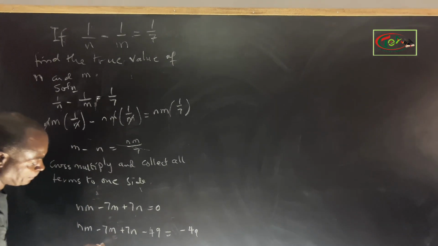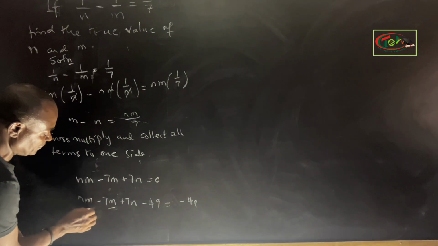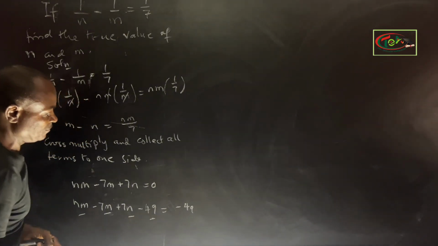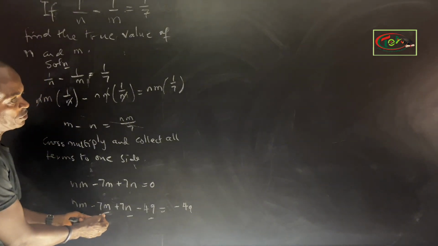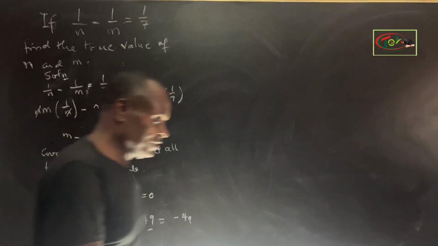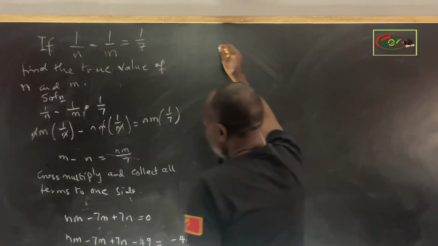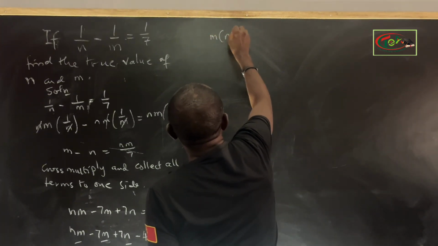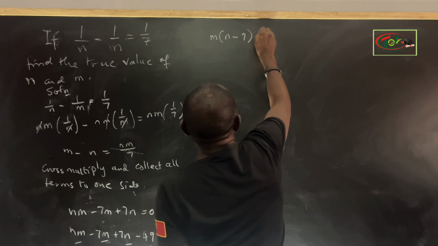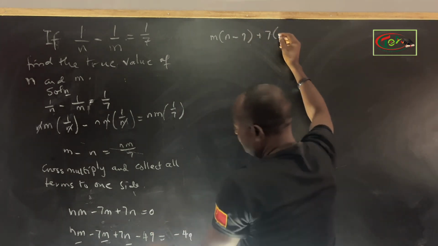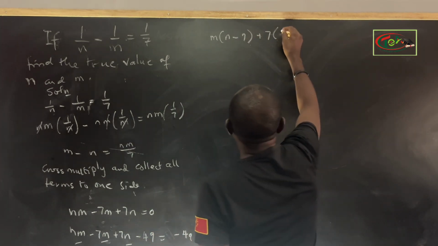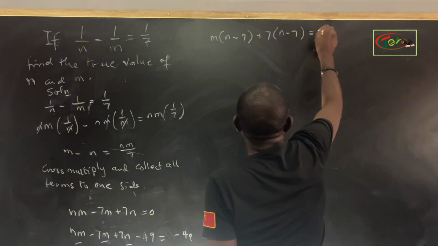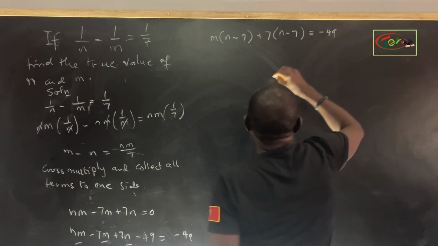So I do a pairing up of the first two terms, and then the third and the fourth terms of the left hand side of the equation respectively. If I do that, m is common, so it will be m times n minus 7, plus 7 is common in the last two terms. So I have m plus 7 times n minus 7 is equal to minus 49.